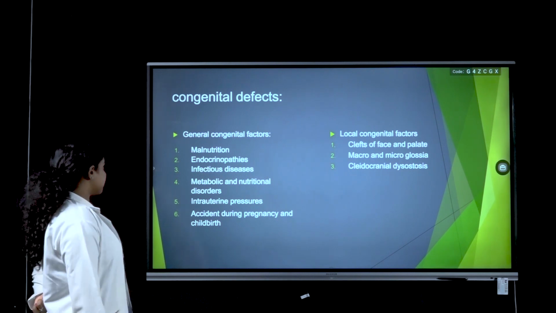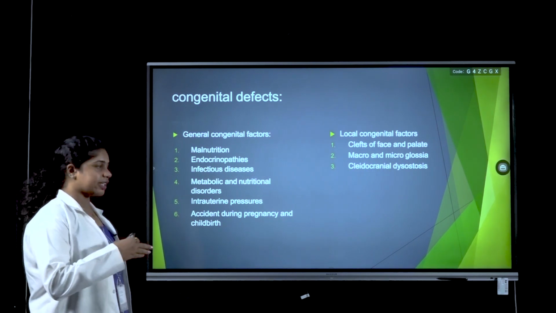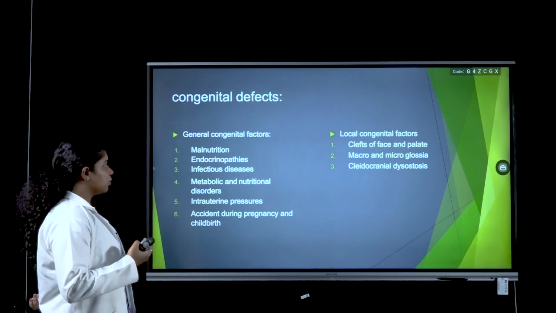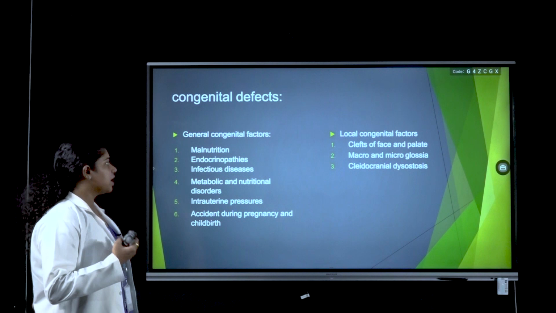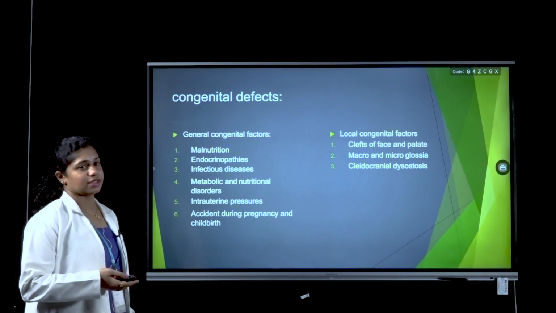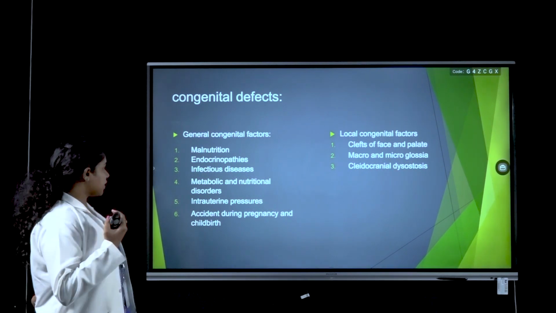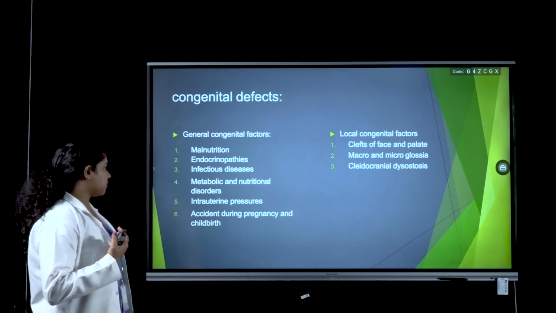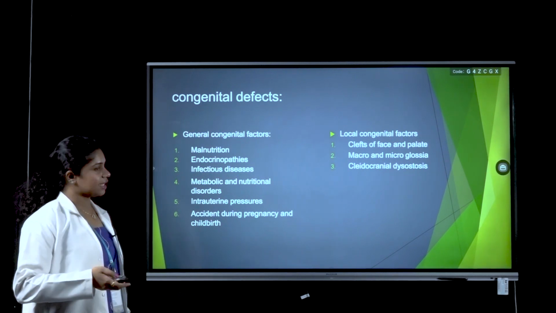Congenital defects can be classified into general congenital defects and local congenital defects. Local congenital defects include clefts of face and palate, macro or microglossia, and cleidocranial dysostosis. General congenital factors include malnutrition, endocrinopathies, infectious diseases, metabolic and nutritional disorders, intrauterine pressures, or any accidents that are caused during pregnancy or childbirth.